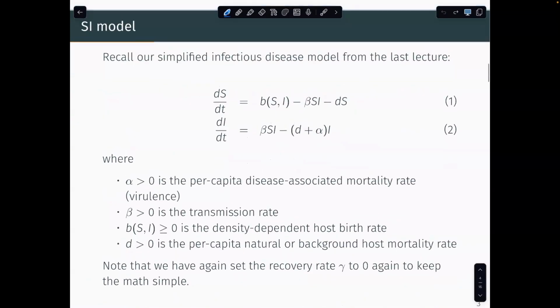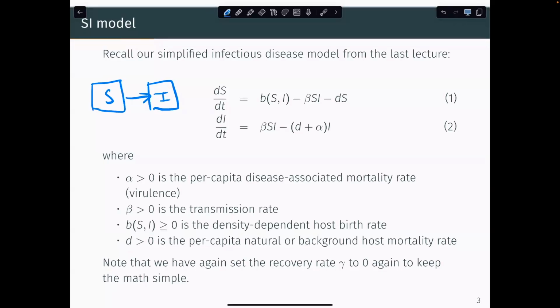So you should all be fairly familiar with this by now. This is our very simplified compartmental model of an infectious disease. Here there are just two classes, S and I, representing our density of susceptible and infected individuals. And in fact, in this model here, it's just an SI model because individuals can become infected, but they can't recover. So there's only a flow from S to I. Again, we've set the recovery rate to 0. We do this here just to simplify the math again.